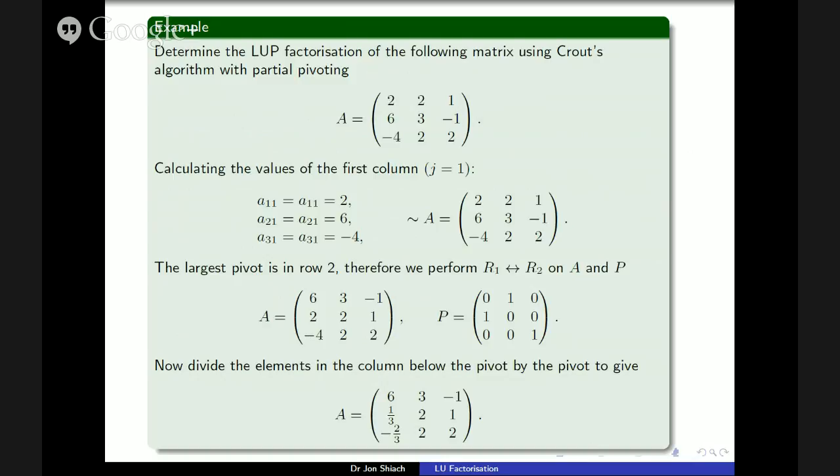Once you've done the row swap, we divide anything beneath the pivot by the pivot. So here the pivot is 6. So we divide 2 and minus 4 by the pivot. We don't touch any other elements. We only do the ones beneath the pivot. So that's your first column done.